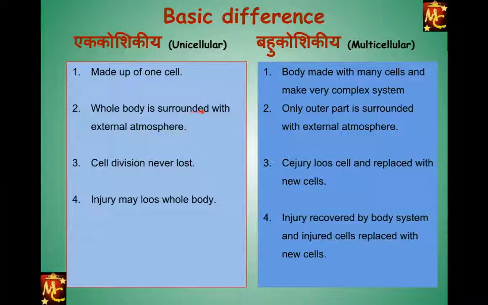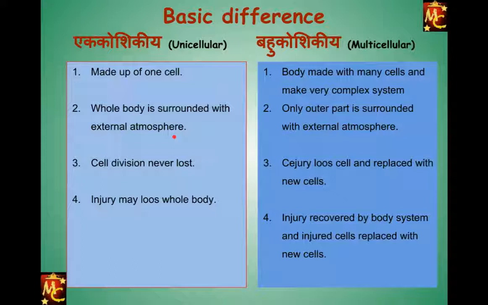The second one is that the whole body is surrounded by the external atmosphere, of course, because it's made up of a single cell. So whatever is outside is the external environment. For example, consider this B is the one cell. Whatever is outside B is the external environment. But in multicellular, for example, this is the multicellular. It has many cells. For example, 1, 2, 3, 4, 5 alphabets means 5 cells. Then these closed alphabets are not surrounded by the external environment, but they are connected to each other. So in unicellular, the whole body is surrounded with external atmosphere. In multicellular, only the outer part is surrounded with external atmosphere, as there are many cells. Cells are connected to each other and some parts are not exposed to the outside environment.